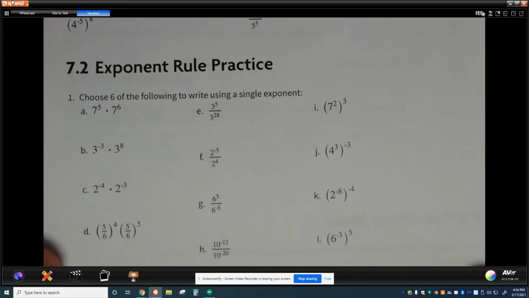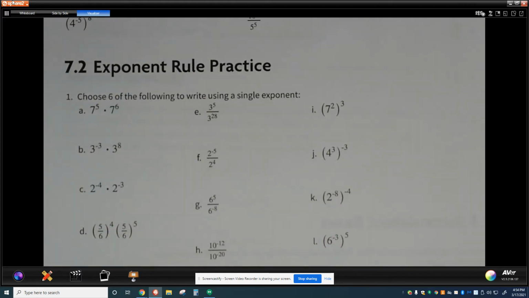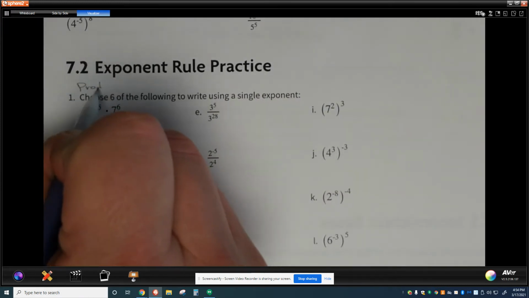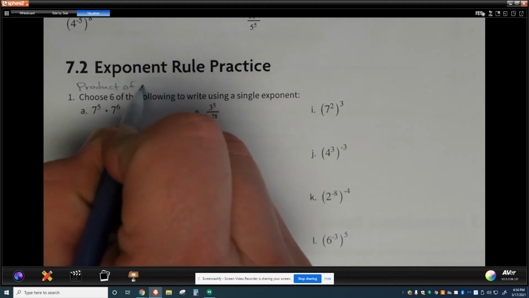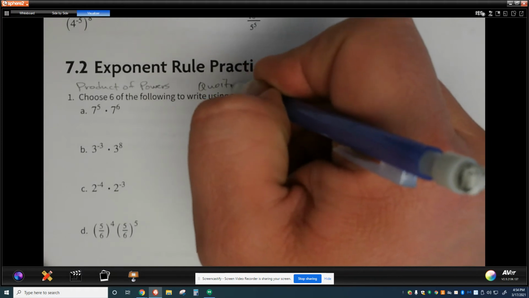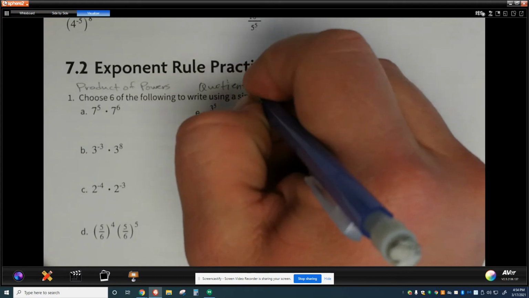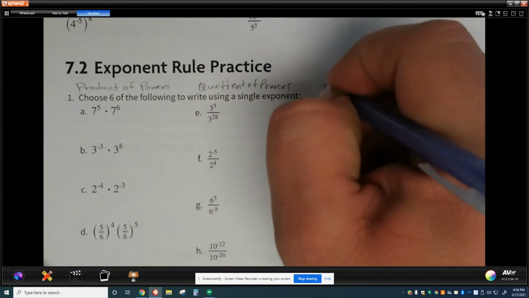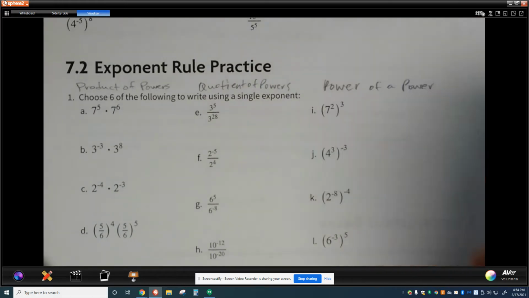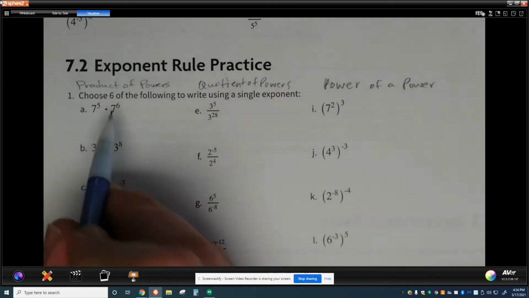In the exponent rule practice, you're told that you can choose 6 of the following to write using single exponent notation. What we're really looking for in this first column is we're practicing product of powers, and then we're practicing quotient of powers, and then power of a power. And so we get to practice those pieces where we see that the bases are the same, and so we can simply add the exponents in product of powers.